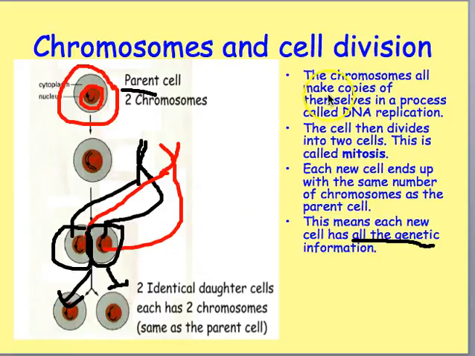So the information I've got up on here, the chromosomes, all make copies of themselves in a process that is called DNA replication, because chromosomes are made up of a substance called DNA, and we'll learn a bit more about that. And then the cell divides into two cells in a process called mitosis. And each new cell ends up with the same number of chromosomes as the parent cell. Now this is all important information for your note-taking.